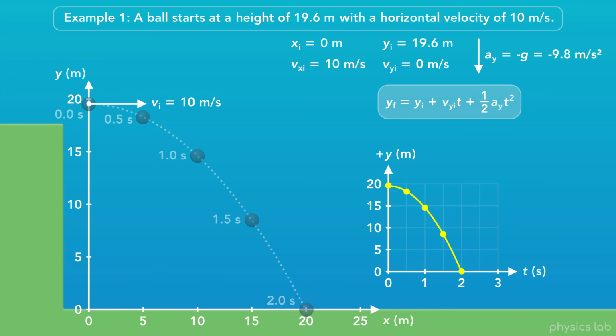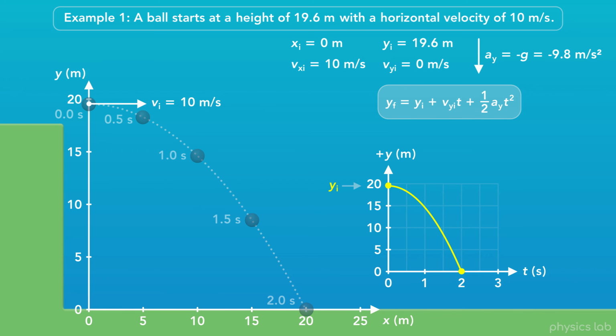Here's the graph of the ball's y position versus time and the points we just found. The horizontal axis is time in seconds, and the vertical axis is the y position in meters. The line starts at the initial y position, 19.6 meters. It decreases over time, and it crosses the horizontal axis at 2 seconds. That's when the y position is 0 and the ball hits the ground.